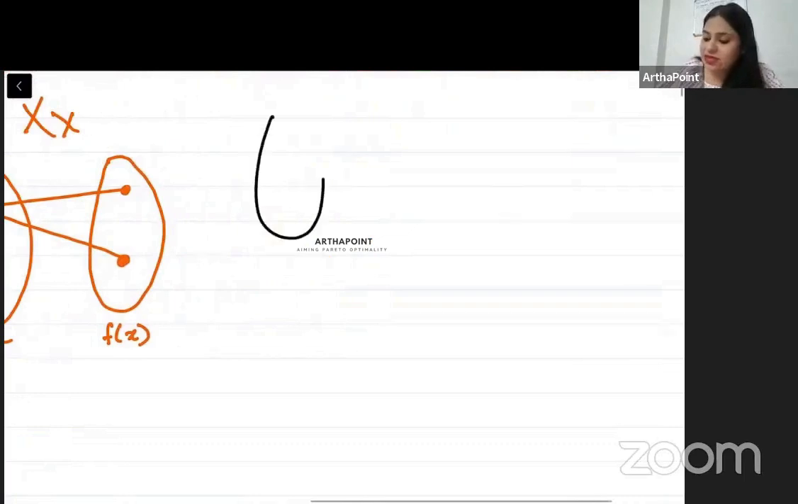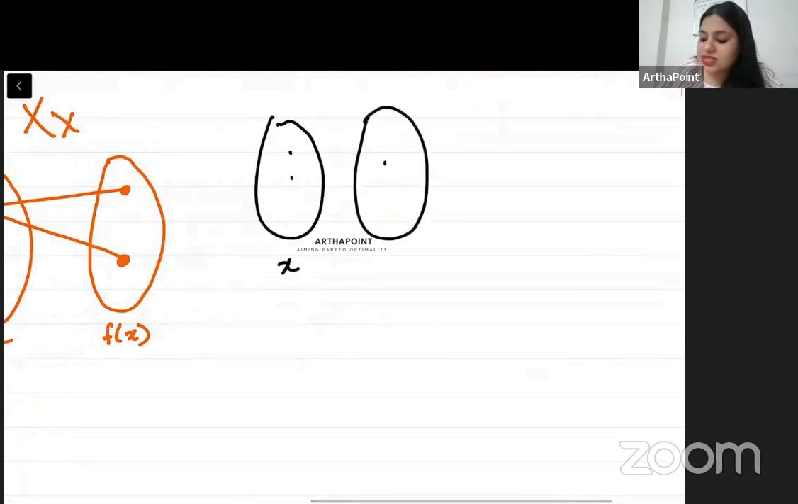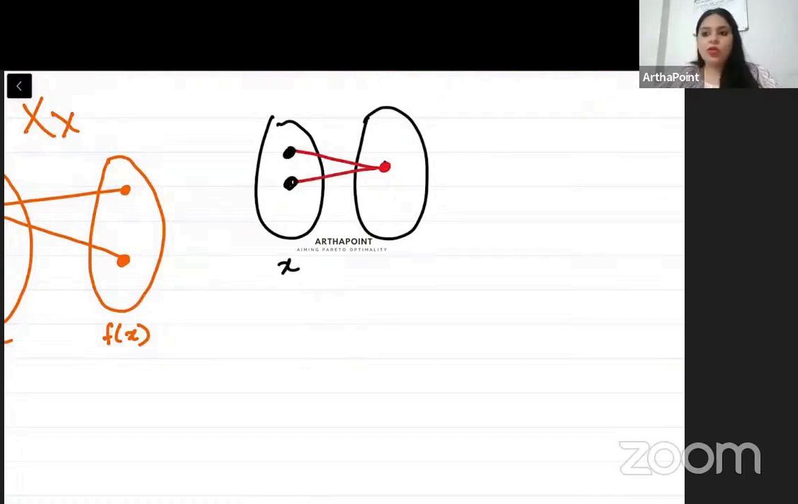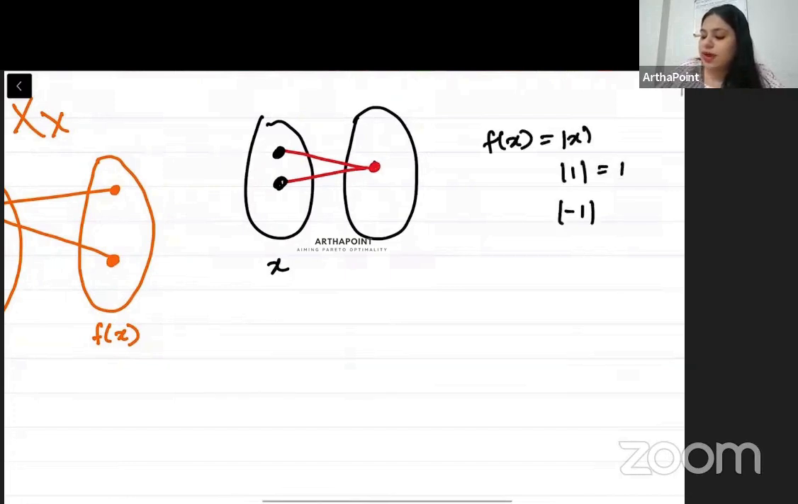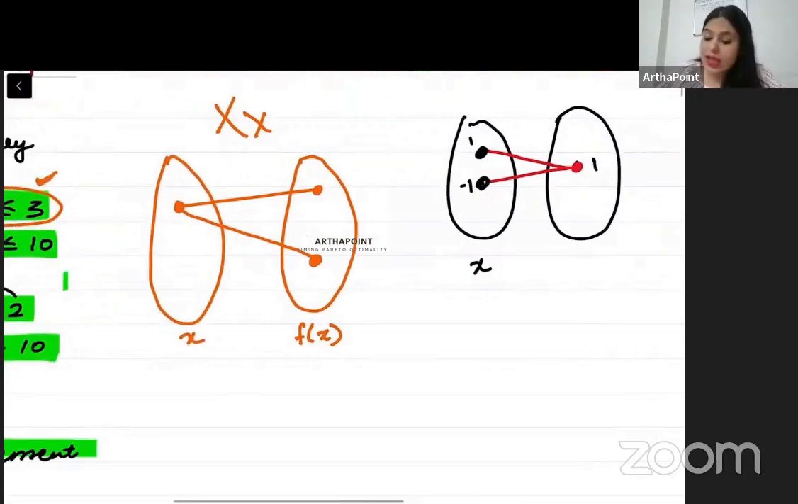We can have, this is possible, that two x's link to the same y. I have two x's and they link to the same y. This is a many-to-one function. We know this, right? For example, the absolute function. So if I have my f(x) as mod x, I know that if you put 1, you will get 1, and when you put -1, then you will get 1. So I know that 1 and -1 fetch me 1. That is fine. But I cannot have just one number giving me two separate values. Then that will not be a function.